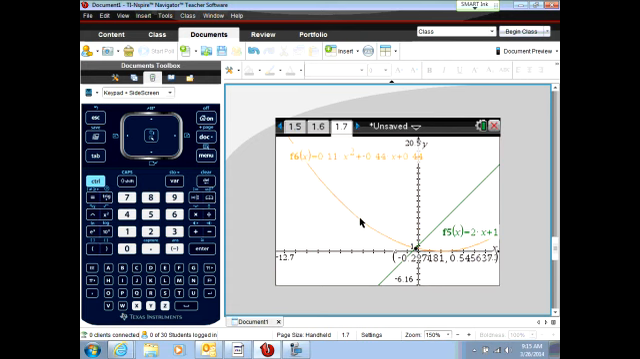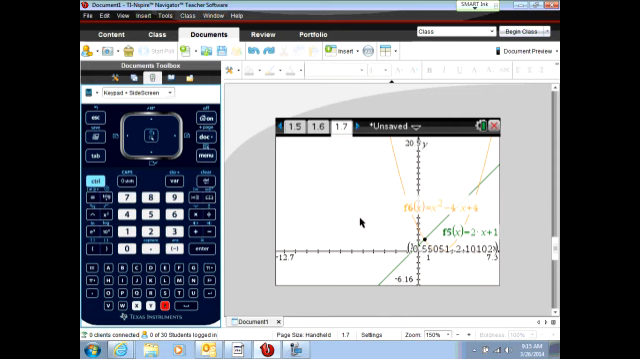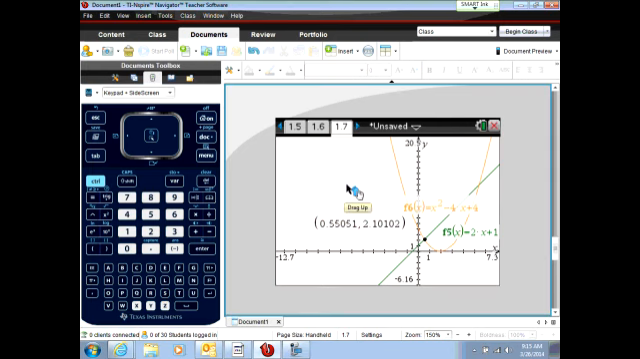Oops, and I just adjusted my graph. Hold on a second. If you ever somehow change your graph, the calculator is just like Microsoft Word. You can do Control-Z to undo. So when I moved the graph there, I just hit Control-Z, and it undid the changing of the graph that I did.